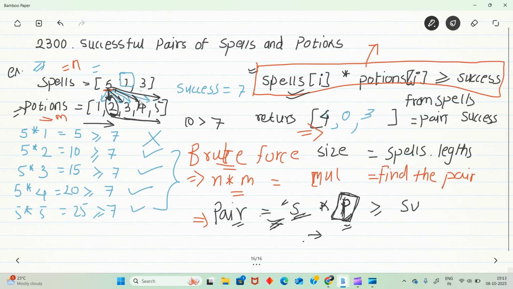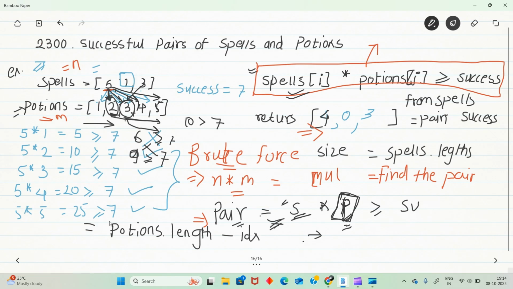For 1, I don't have anything, so anyway I'll have to calculate this. For 3, 3 into 2 is 6. 6 is greater than 7, no. 3 into 3 is 9. 9 is greater than 7, yes, so this is my least element. Now after that all are greater elements, so my answer will be portions dot length minus my index. This will be my answer for that index.